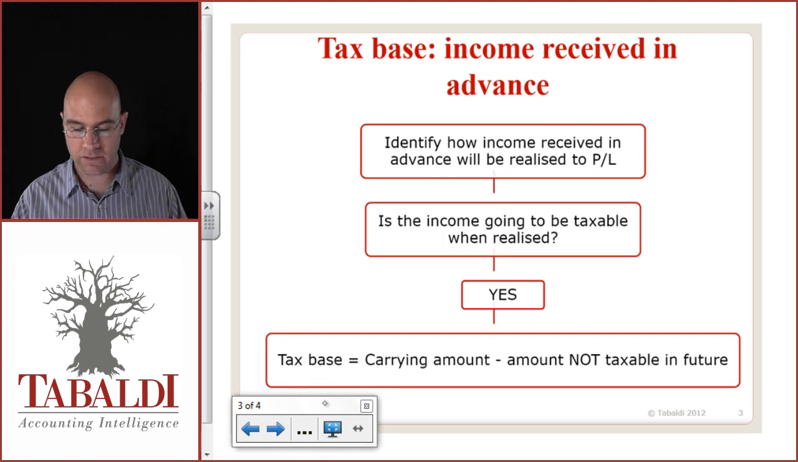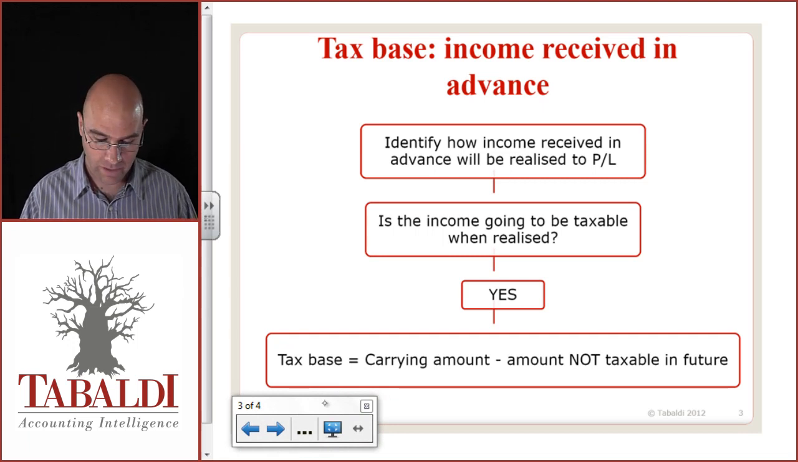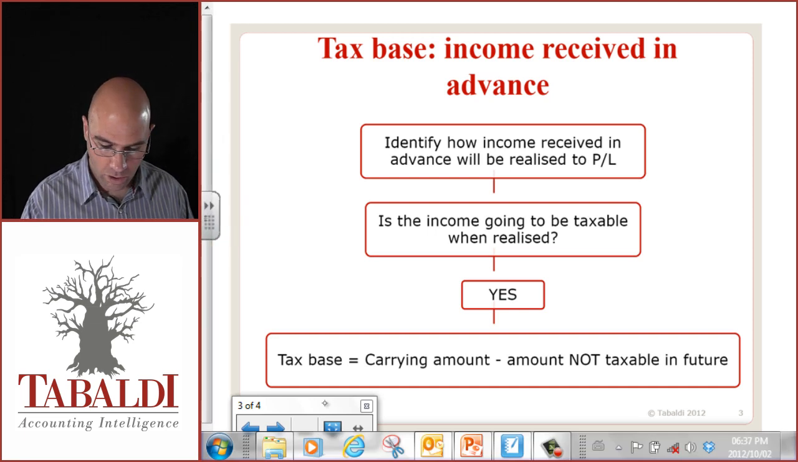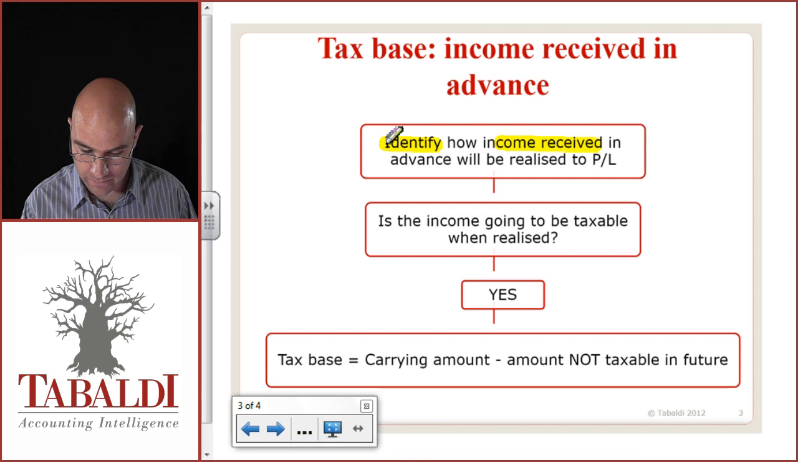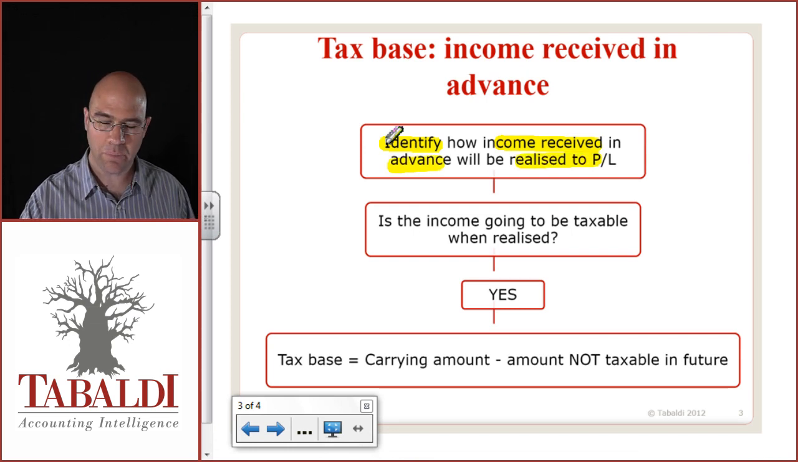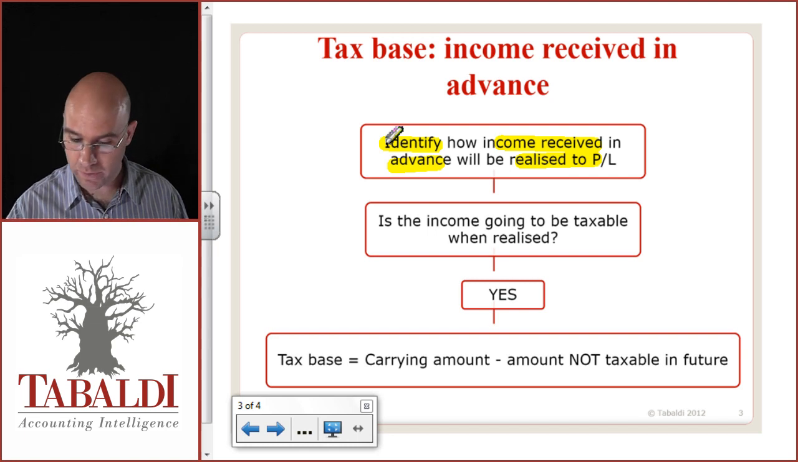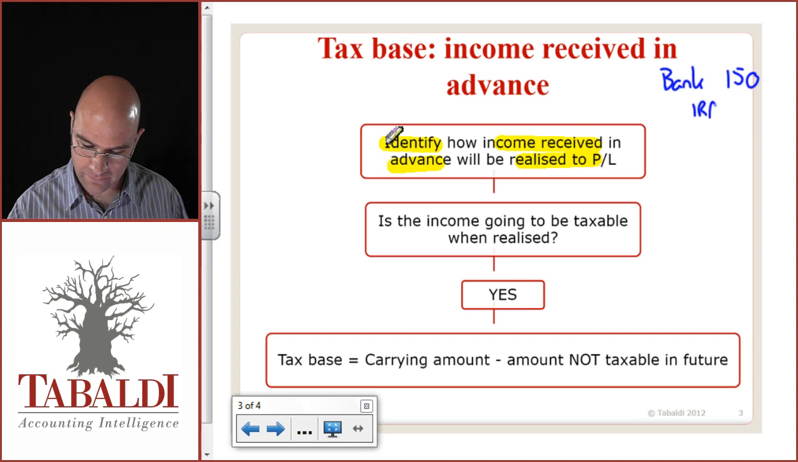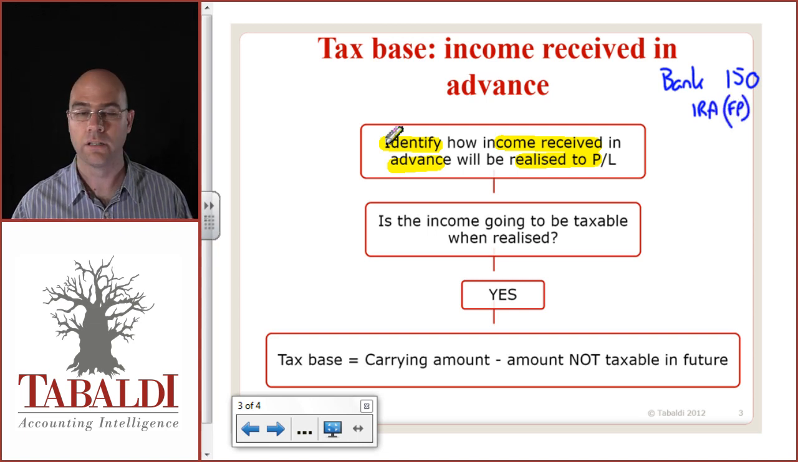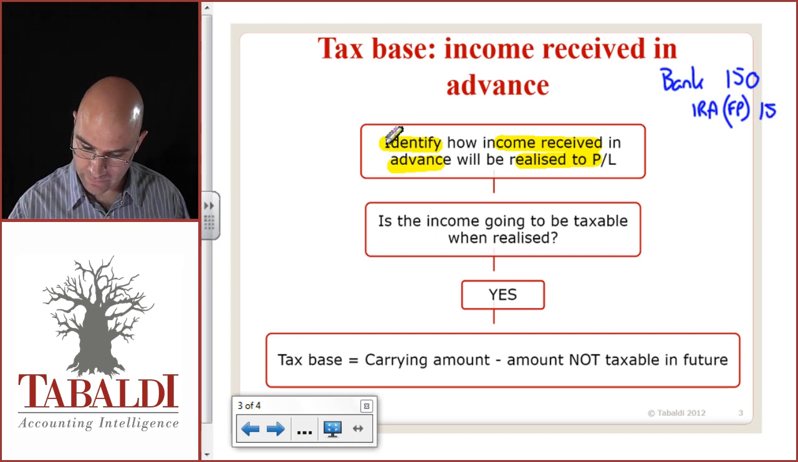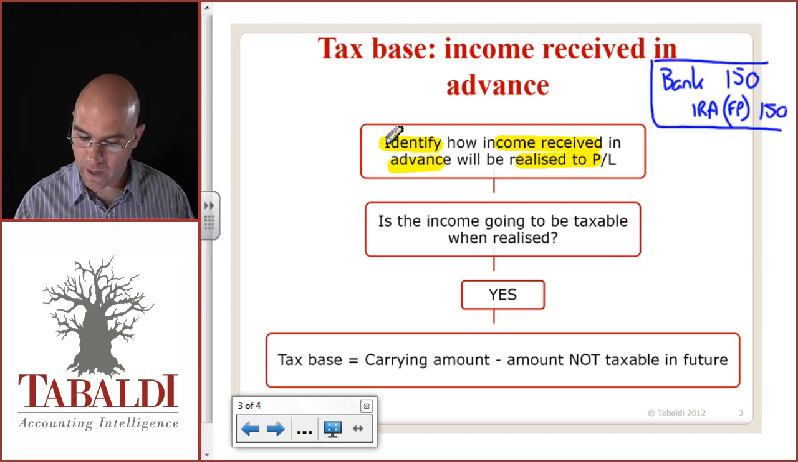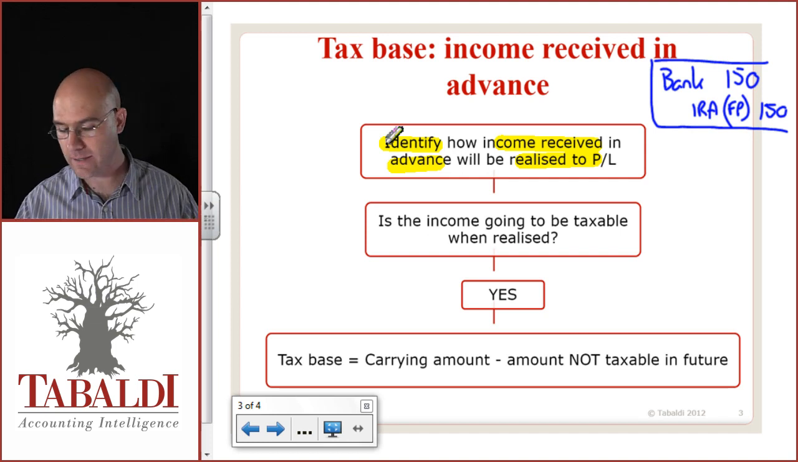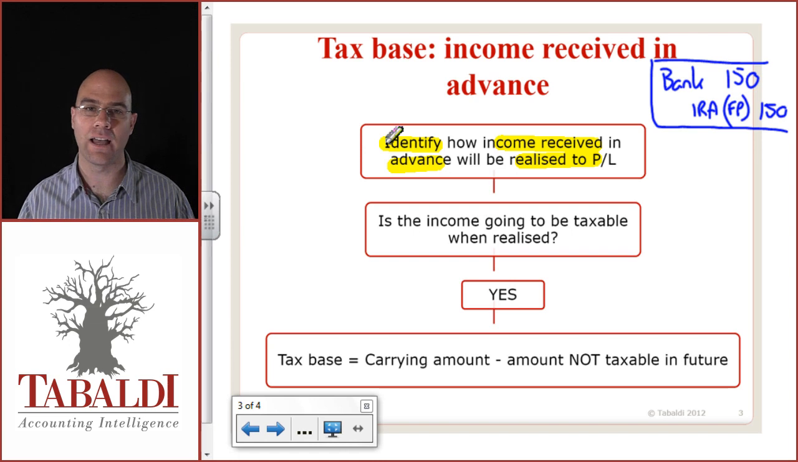In terms of IAS 12, this is consistent. I first need to identify how the income received in advance will be realized to profit and loss. So let's go through the process from an accounting perspective. The first journal is debit bank 150, credit income received in advance, a financial position account, a liability of 150. Let's say the income received in advance will be recognized into revenue over 3 years, as that's when the services will be provided.